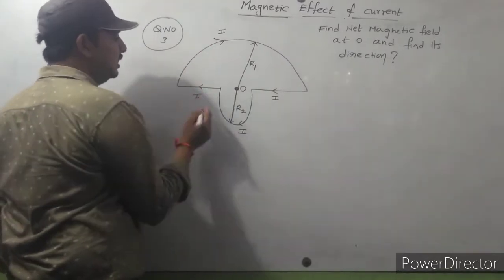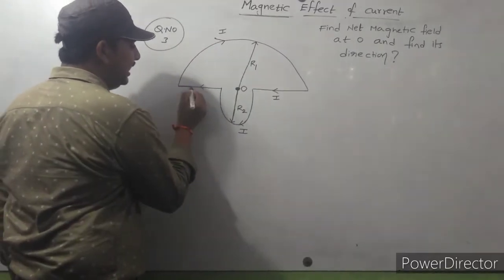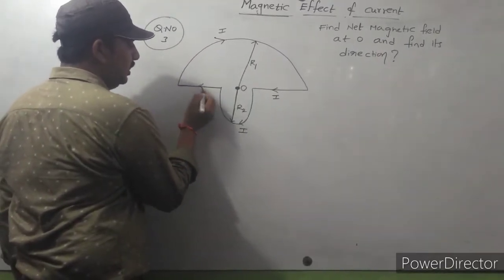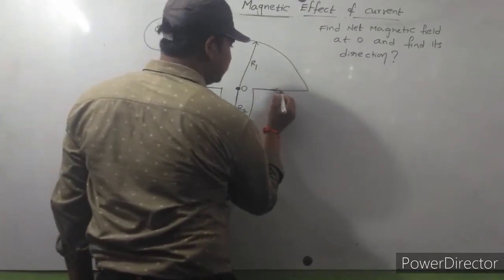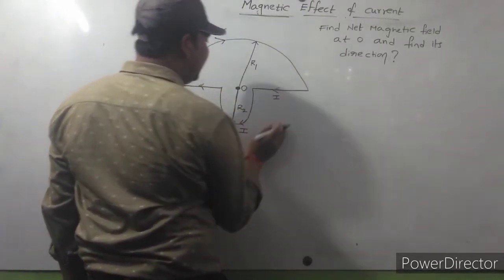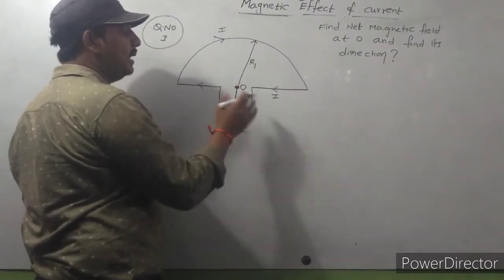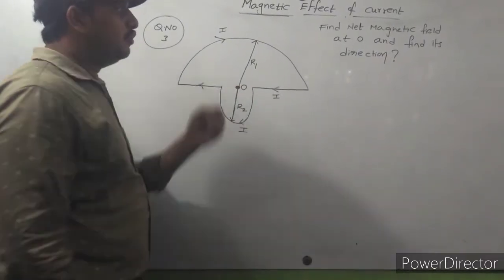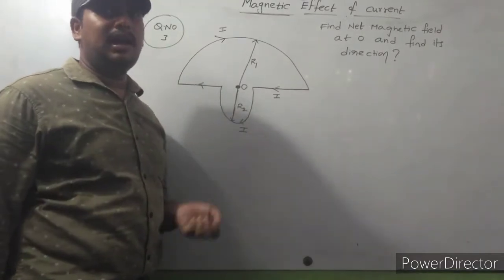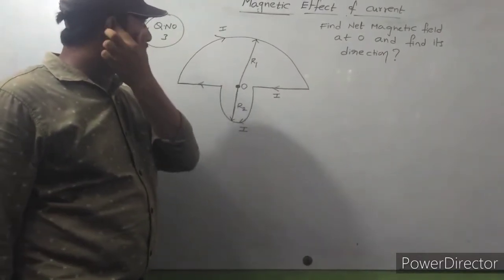Here, how many parts are there? This is one straight wire. This is another straight wire. We need to find the net magnetic field at O and the direction of the magnetic field. We need to find the magnitude and direction of the magnetic field.